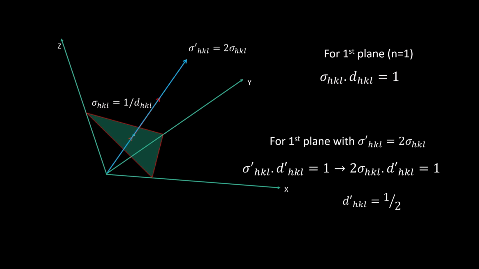If we had chosen a normal vector sigma prime, which is 2 times longer than this sigma HKL, then the product sigma prime dot DHKL equal to 1 would imply that this new vector will correspond to a plane with an interplanar spacing half of the previous one. So that is shown here, this small plane.